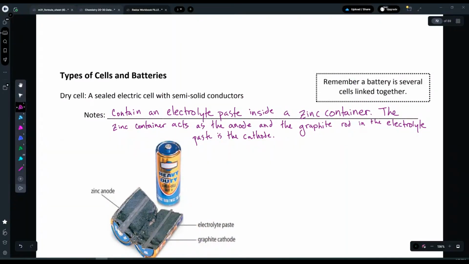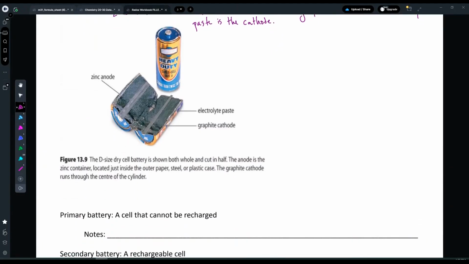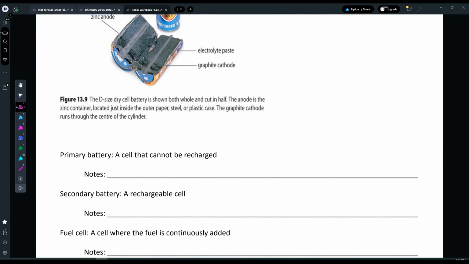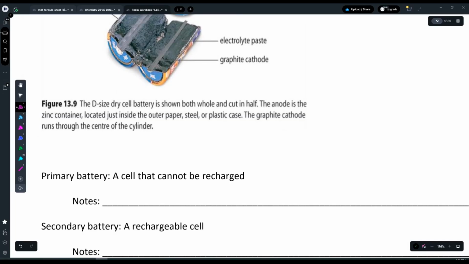Okay, so moving on to more specific types of batteries, there's primary batteries, secondary batteries, and then there are fuel cells. So your primary batteries are going to be cells that cannot be recharged. So those are more like your traditional batteries.